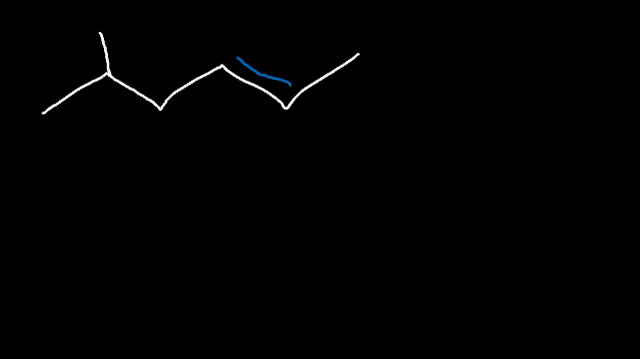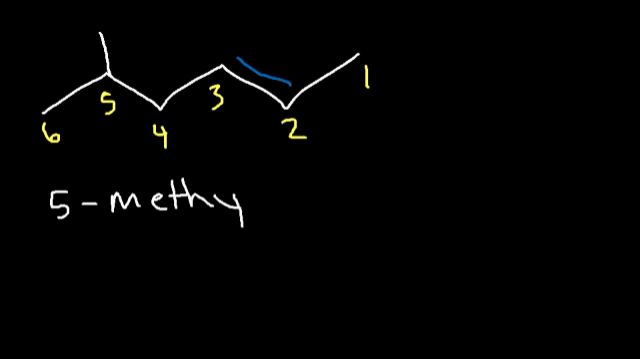Now, how would you name this particular alkene? Should we count it starting from the left or from the right? You want to count it from the right because you want to give the alkene more priority than the methyl group. You want the alkene to have a lower number. So to name it, it's going to be 5-methyl. We have a methyl on carbon 5. And then -2. Now the longest chain has 6 carbons, so instead of saying hexane, it's going to be hexene. So 2-hexene.